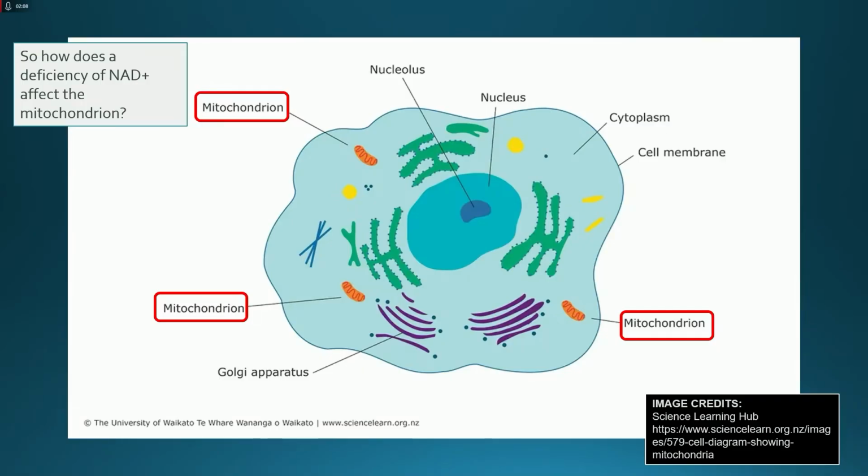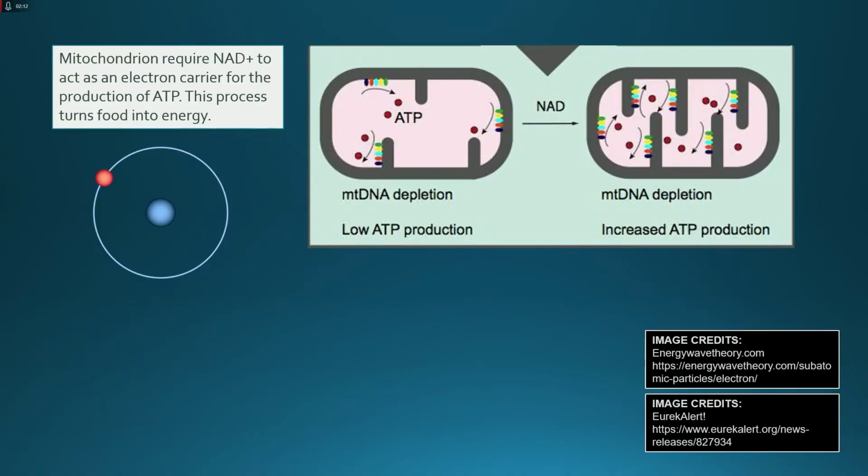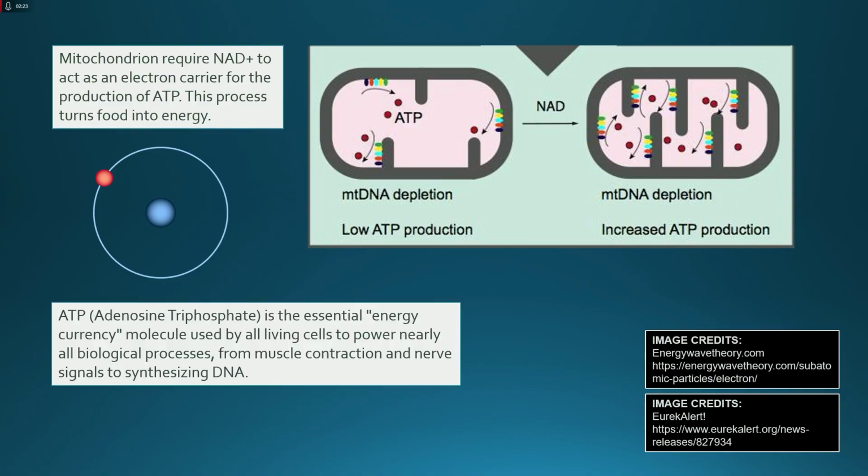So, how does the deficiency of NAD+ affect the mitochondrion? Mitochondria require NAD+ to act as an electron carrier for the production of ATP. This process turns food into energy. ATP is the essential energy currency molecule used by all living cells to power nearly all biological processes, from muscle contraction and nerve signals to synthesizing DNA.